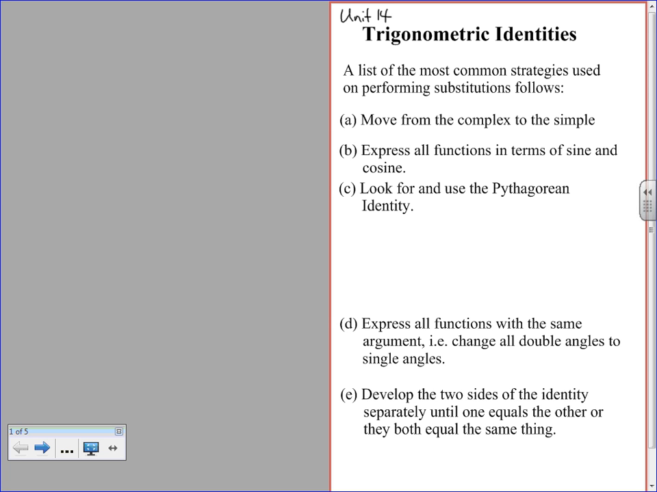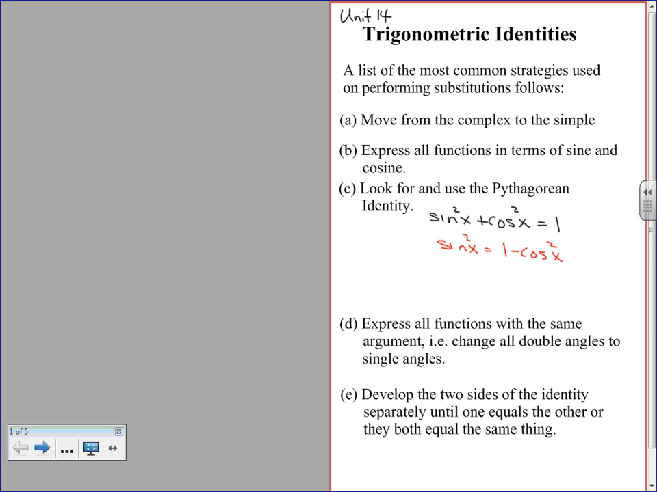Express all functions in terms of sine and cosine. Okay? So if it's not sine and cosine, change it into sine and cosine using your trigonometric identities. Once you've turned everything into sine and cosine, look for the Pythagorean identity. That's the one that you learned back in grade 11, and it's the one most commonly used. The sine of x squared plus the cosine of x squared is equal to 1. But also remember, you can rearrange that identity. So say you wanted to isolate sine x squared. That's equal to 1 minus cos x squared.